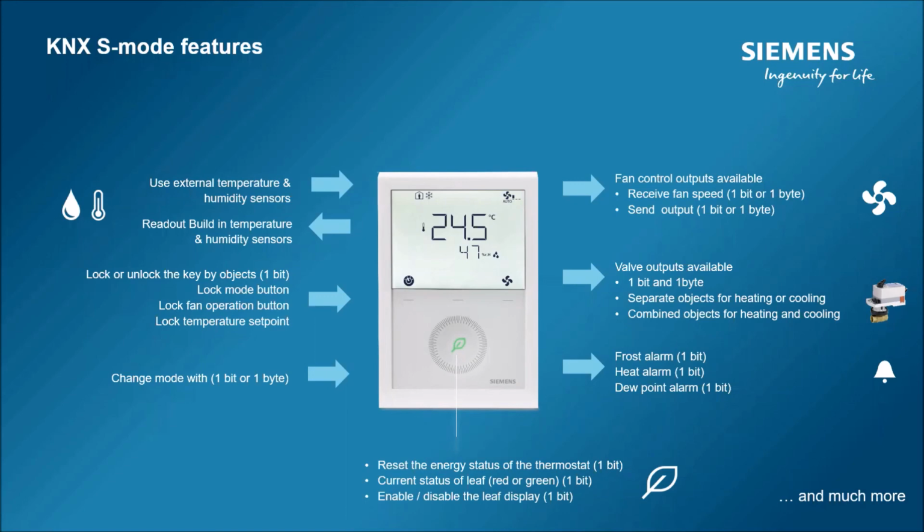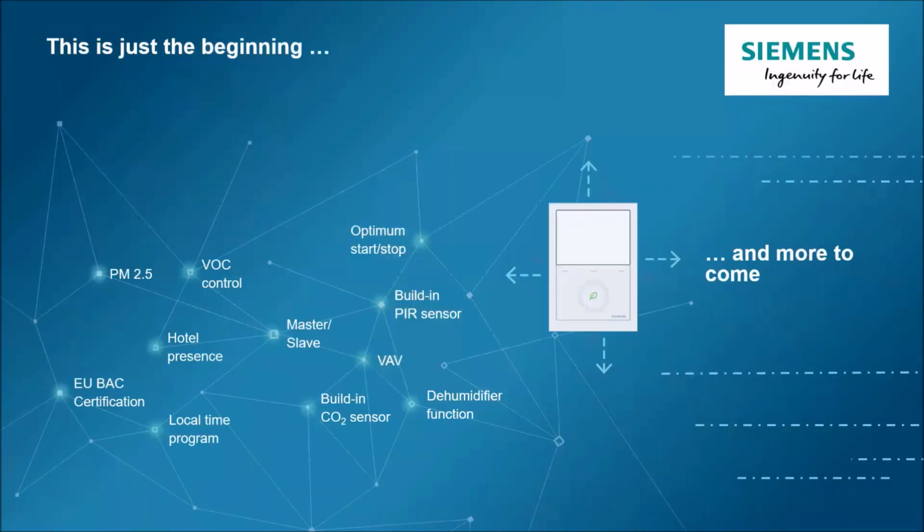Of course, if, for example, it's a hotel, some guests will not be very happy with the green or red color. They don't want to see it. You can disable it. But you can also read the current status. If it's green or red, you maybe want to know or monitor it. And you can also reset the value. So at the end of the day, you can make sure that all the thermostats in the whole building are reset to a green level of energy efficiency. This is possible through S-mode.